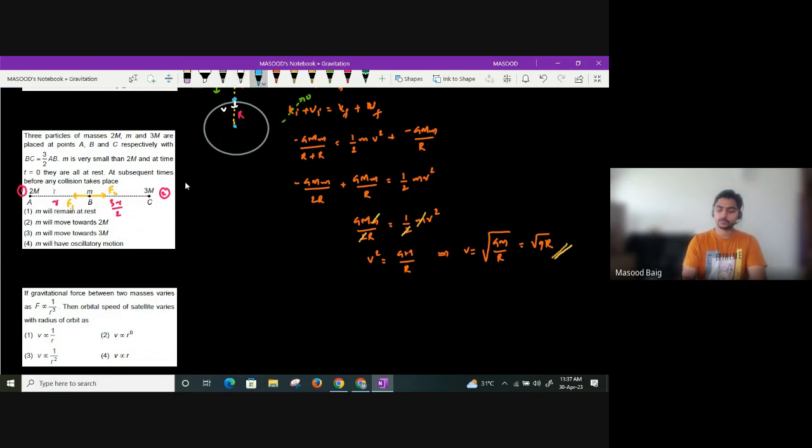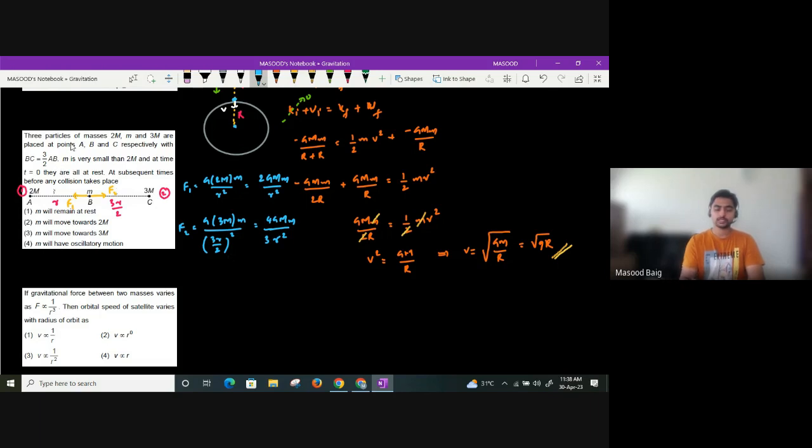If I talk about F1 force, what is the F1 force? G into 2 capital M small m divided by r square. So I'll get it as 2g capital M small m divided by r square. What is the F2 value? G into 3 capital M small m divided by what is the distance here? 3r by 2 whole square. So I'm going to get this as 9 by 4, or you can write it as 4g capital M small m divided by 3r square. Is this clear? Now which force is greater, you see? Which force is greater?